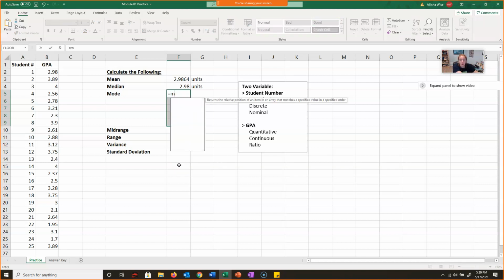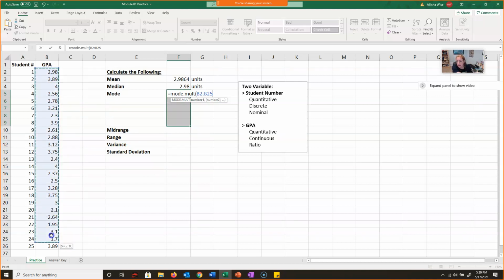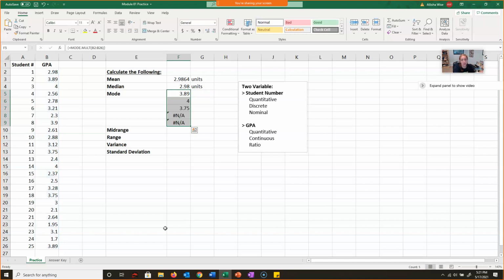Type equals mode.mult. And this formula is going to provide multiple modes. We select our data, close parenthesis. Now, normally we just hit enter, right? We can't do that with mode. We have to do Shift, Control, Enter. And what that will do is that's going to give you 3 modes. So this set actually has 3 modes that occur the most: 3.89, 4, and 3.75.